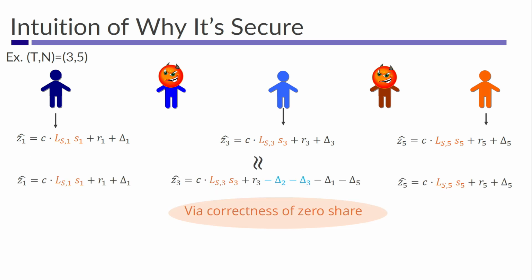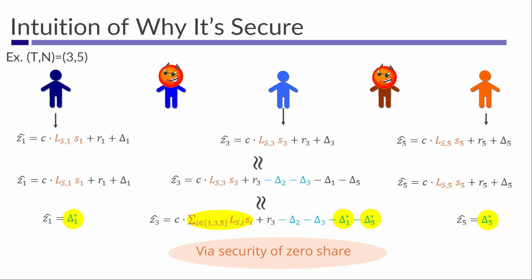And via the correctness of the zero share in the first hop, we can just replace delta 3 by that orange term, and this is just via correctness. Then we can invoke the security of this zero share, and what we do is transform this delta 1 into delta 1 star. So it's just going to be these random elements for Z1, and user 1 and user 5. And then we're just going to plug it into the middle term, user 3.